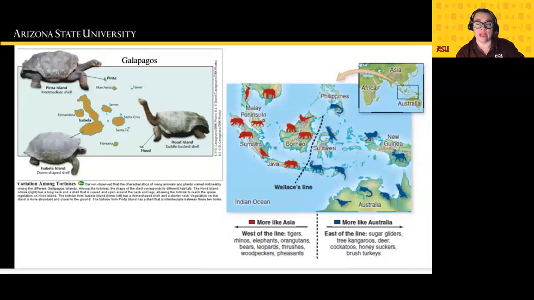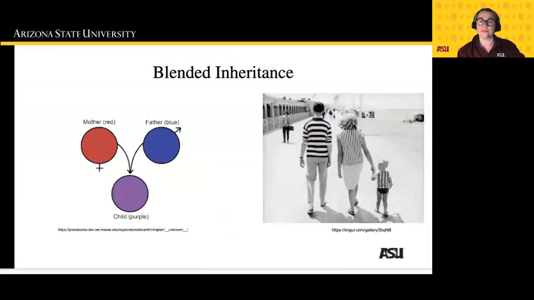Although Wallace and Darwin came to the same conclusions independently, Darwin is the household name credited with the theory of evolution by natural selection, and even Wallace downplayed his own contributions, referring to the natural selection ideas as Darwinism.